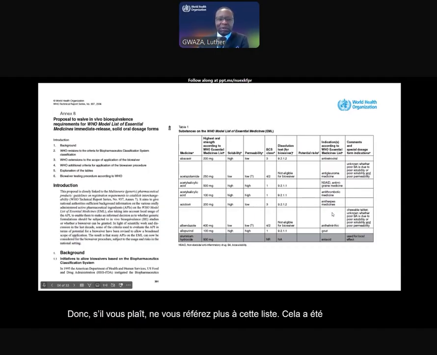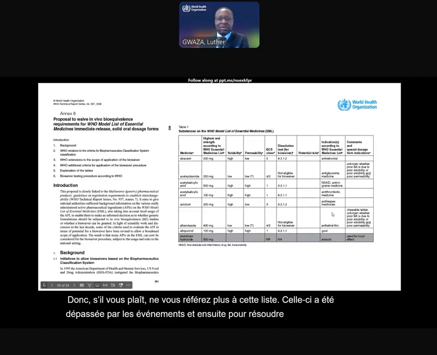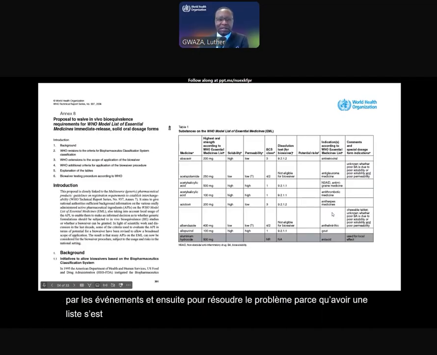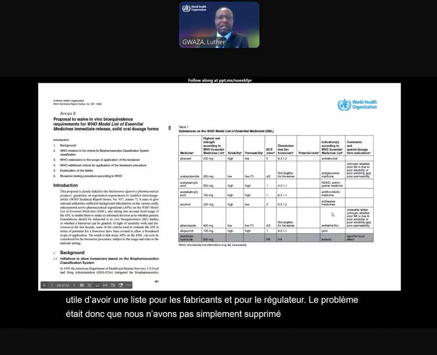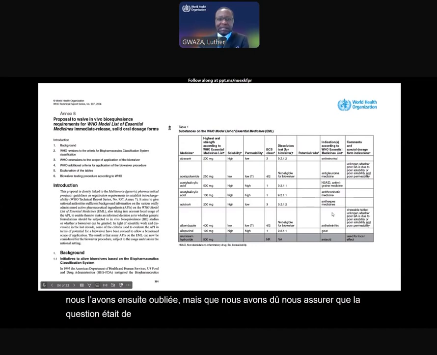And then to solve the problem, because having a list was found to be useful to the manufacturers and to the regulators, the issue was, we did not just remove the list and then forget about it, but the issue was, how do we address then the problems cited with the list?